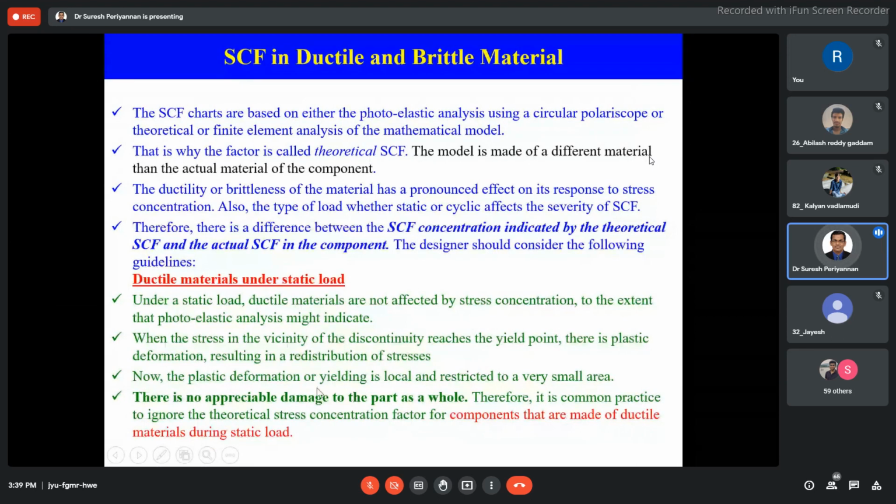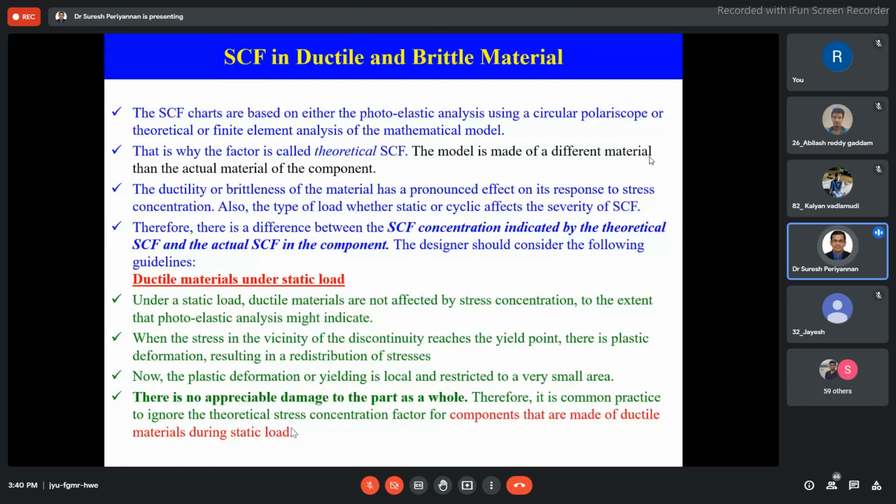Now the plastic deformation or yielding is local and restricted to a very small area in the ductile material when the material is subjected to static load. Very important: static load means the load amplitude and direction don't change with respect to time. So during that time, the plastic deformation or yielding is local and restricted to a very small area.